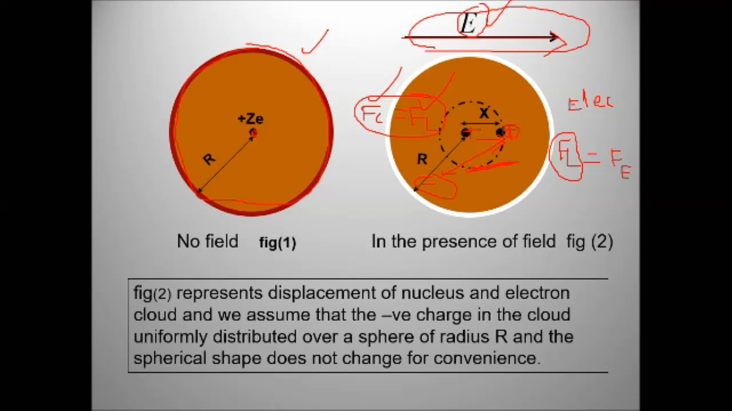So in equilibrium condition, Fc is nothing but FL. Fc means the Coulombic attractive force is equal to the Lorentz force. Are you understood?